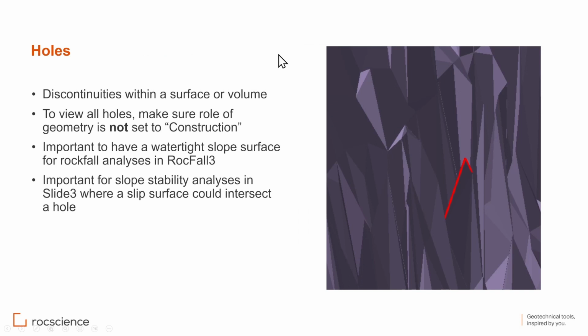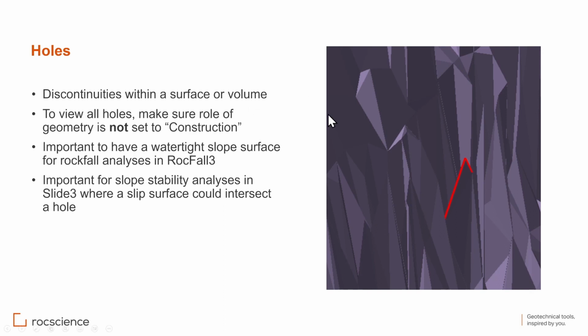Next, a hole is exactly as its name suggests, but a hole could also be for a mesh element that is not fully connected to other elements. An example of this is shown in this figure here. To view all holes in the geometry, make sure the role of the geometry is set to anything but construction. And that's because, for example, the geometry used to construct a stage excavation is not necessarily a hole.